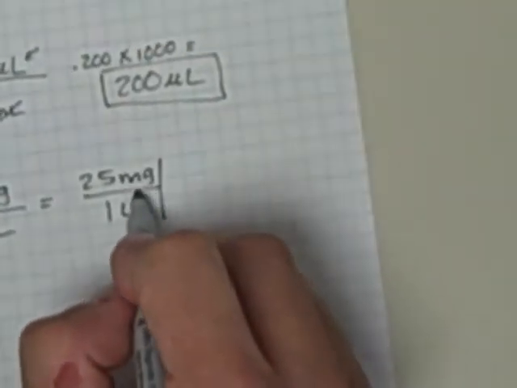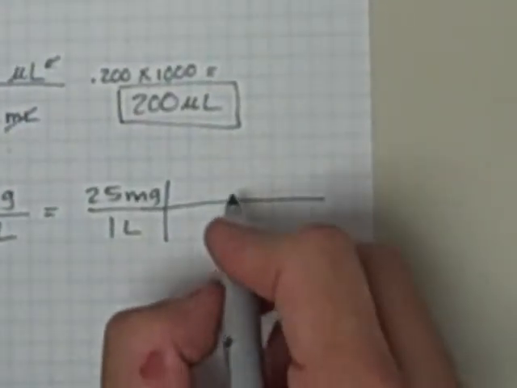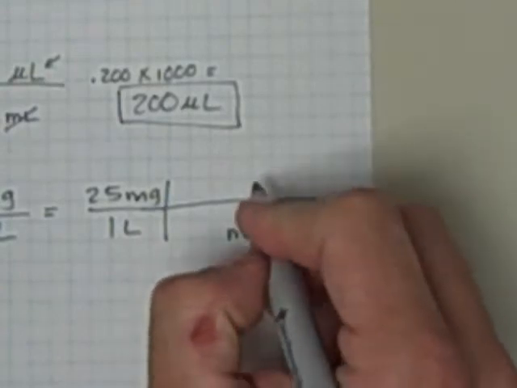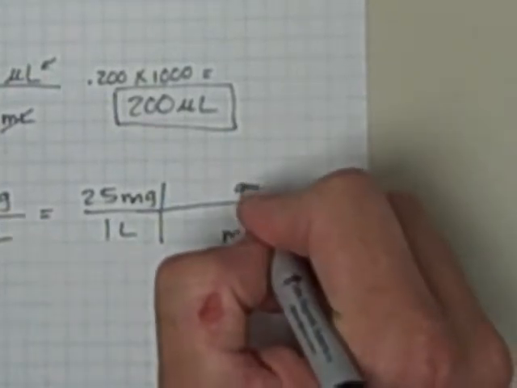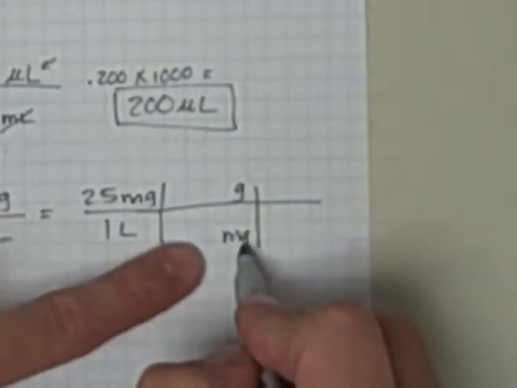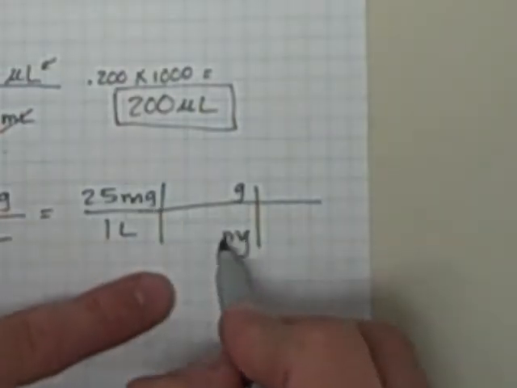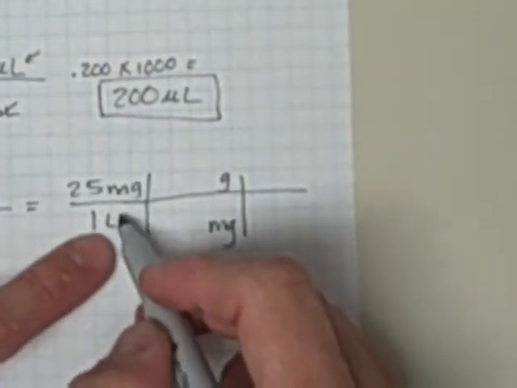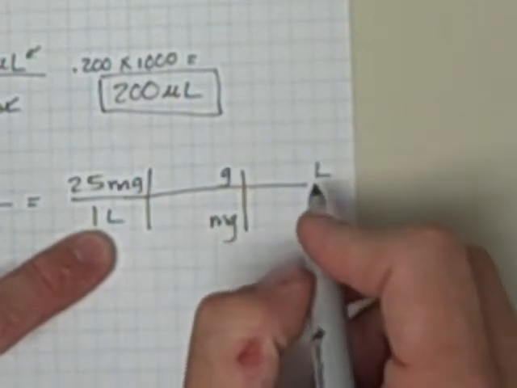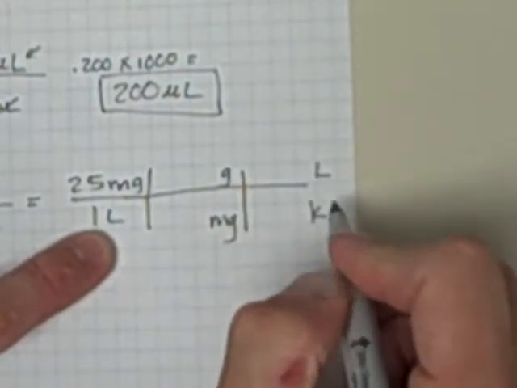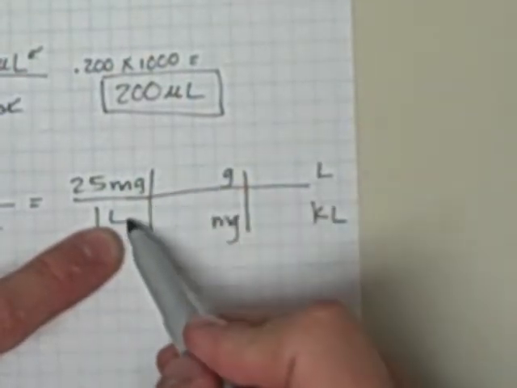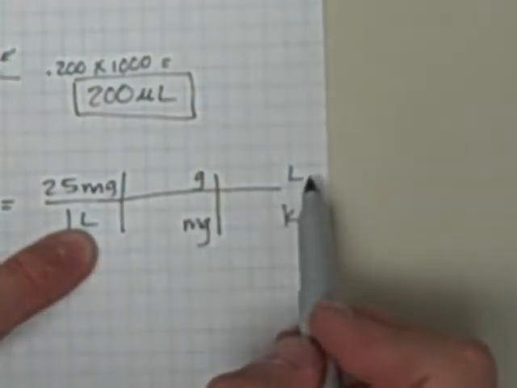And now I want to change 2 of these units. So let's do milligrams first. I want to go from milligrams to grams, so I put the milligrams on the bottom so that it'll cancel out. And I also want to go from liters to kiloliters. The liter starts off on the bottom here, so I put the other one up top so that those will cancel out.